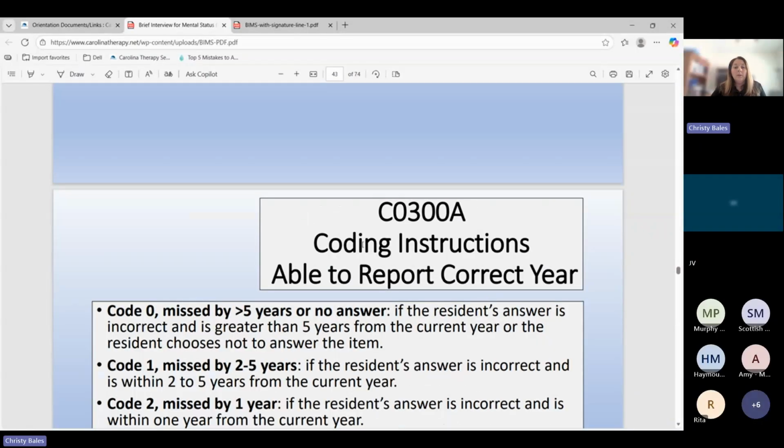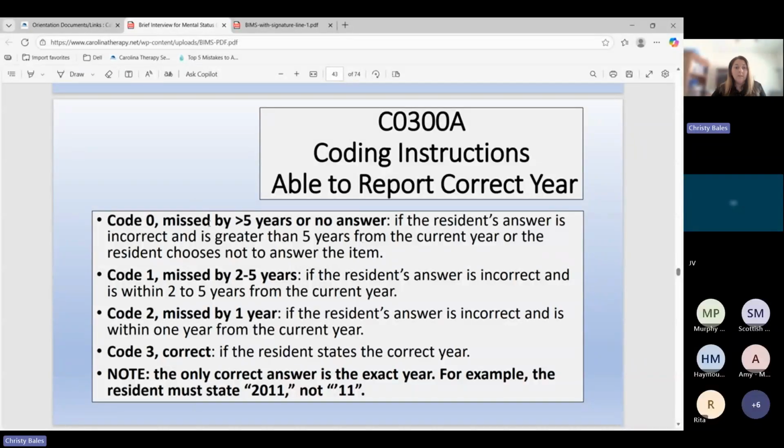All right, able to report the correct year. Code 0 if missed by greater than 5 years or no answer: the resident's answer is incorrect or is greater than 5 years from the current year, or the resident chooses not to answer the item. There are some people who choose not to. Code 1 if missed by 2 to 5 years. This is where we really need to write the answer down and go back and look at it, and not try to calculate the BIMS while we are giving it. The resident's answer is incorrect but within 2 to 5 years from the current year. So, we're giving them every chance to get a good score.